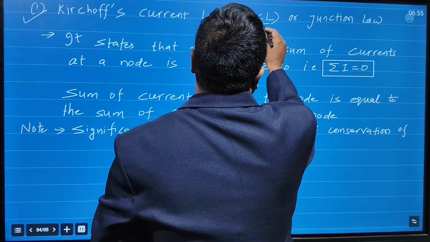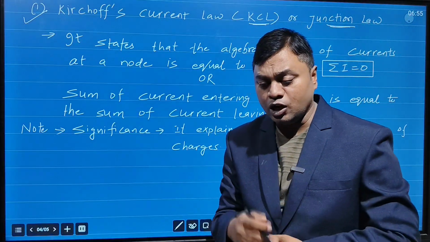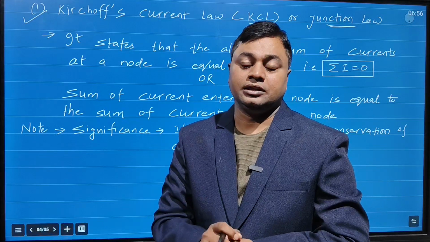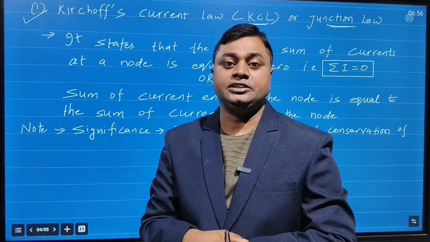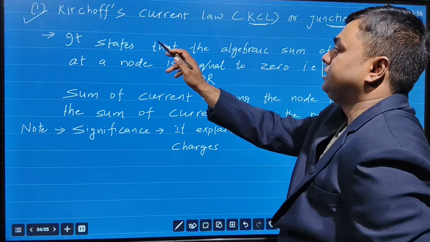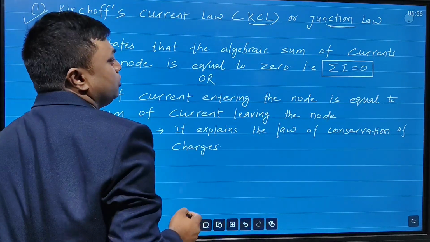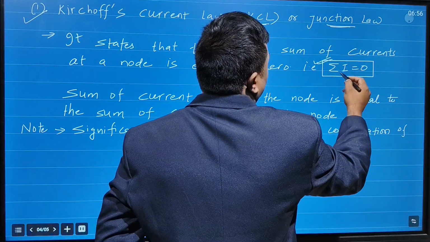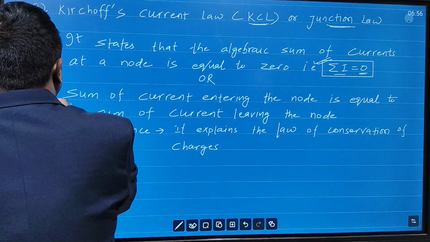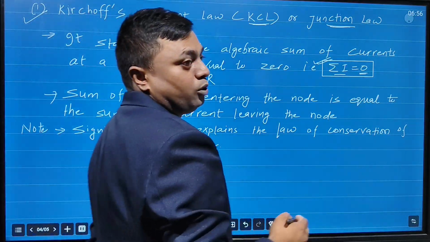Now let's discuss the first law, that is Kirchhoff's current law. It is also called KCL, also called a junction law. According to this law, the algebraic sum of all the currents at the junction is equal to 0. It states that the algebraic sum of the currents at a node is equal to 0, that is summation of I is equal to 0. Another statement is: the sum of currents entering the node is equal to the sum of currents leaving the node.